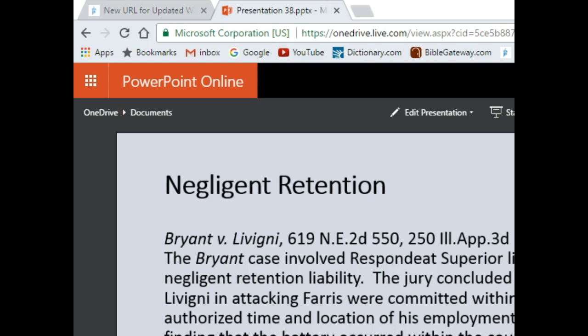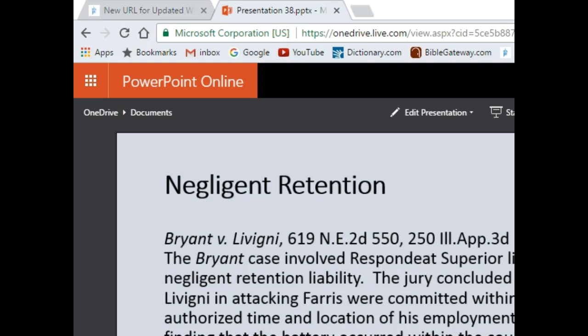The Bryant case involved respondeat superior liability as well as negligent retention liability. The jury concluded that the actions of Lavigne in attacking Ferris were committed within the constraints of the authorized time and location of his employment, thus bolstering a finding that the battery occurred within the scope and course of his employment.